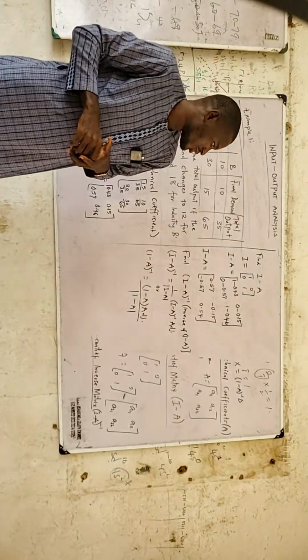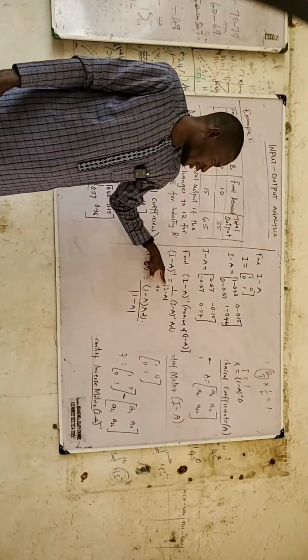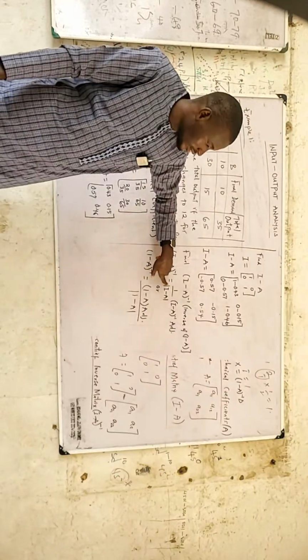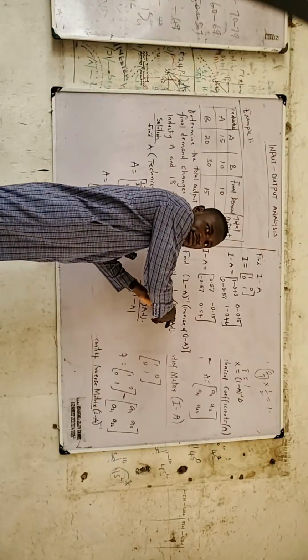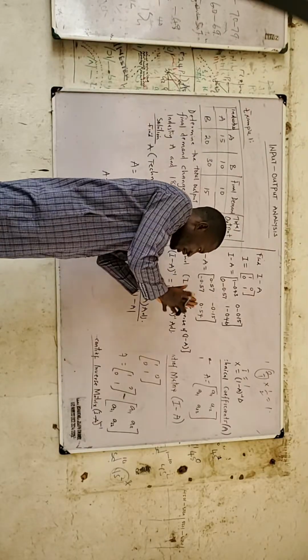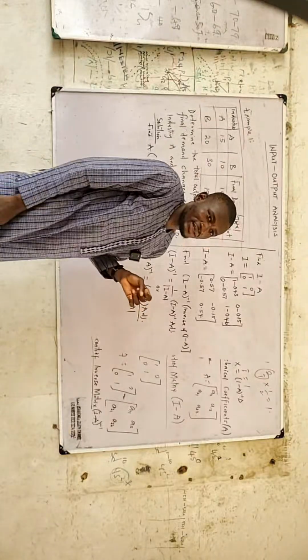So for you to get the inverse of this matrix, step 1 is to find what? The determinant. After finding the determinant, you find the adjoint. After finding the adjoint, you multiply them together by 1 over the determinant, so you divide by the determinant.